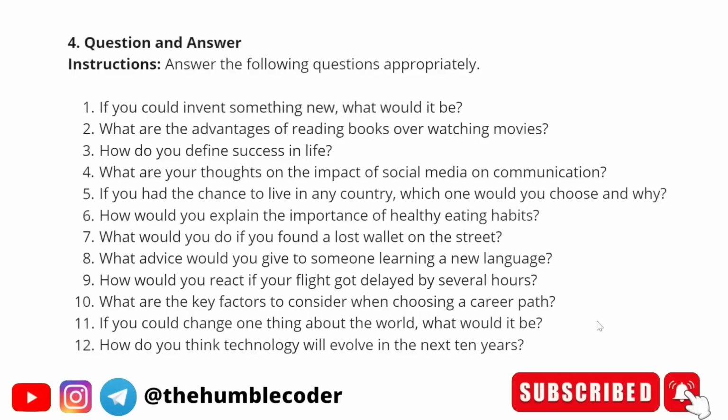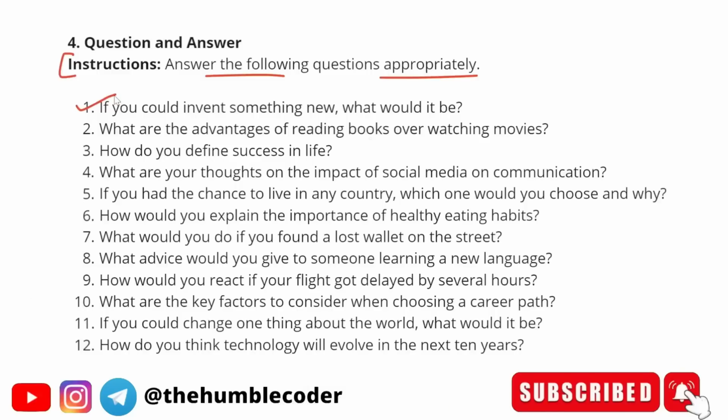In the next set of questions, basically what we are given is, we will be given a question, okay, and we have to speak out the answer for that. Okay, and like we have to speak it on the go. So let's see how to attempt these types of questions. First of all, let's read the instructions. Answer the following questions appropriately. Okay, the first question is, if you could invent something new, what it would be, right?